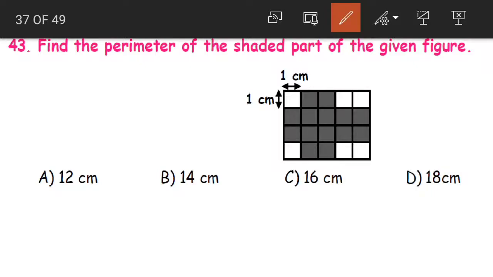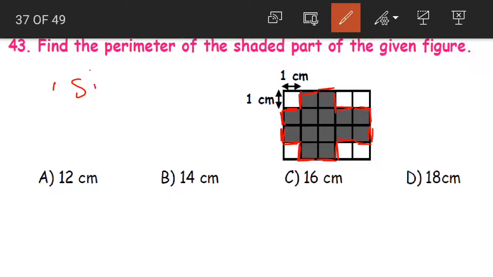Again, here we have the length of each side of the square. So how many sides does the entire perimeter have? 1, 2, 3, 4, 5, 6, 7, 8, 9, 10, 11, 12, 13, 14, 15, 16, 17, 18. So it is having 18 sides.